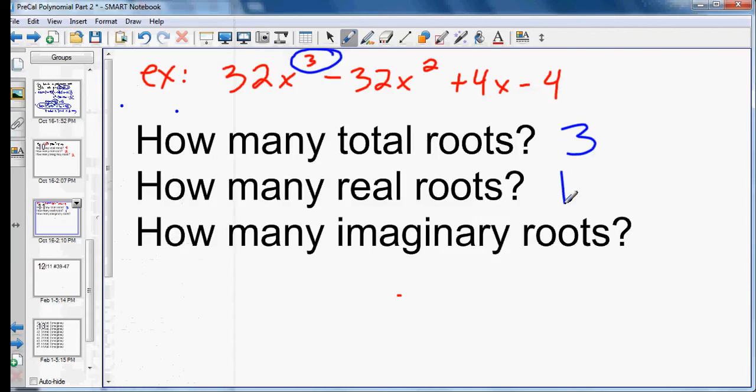Just so you know, the number of imaginary roots is always even. They always come in pairs. There could be 2, there could be 4, there could be 6, there could be 8, but it's always an even number because imaginary roots always come in pairs.